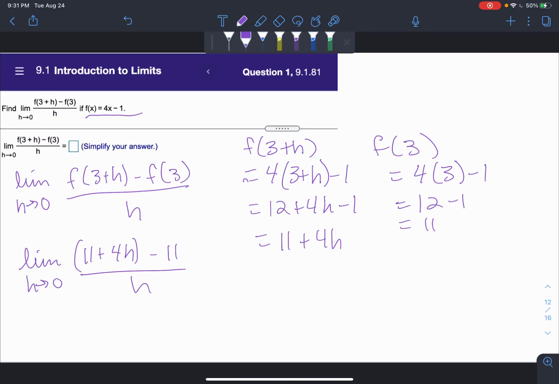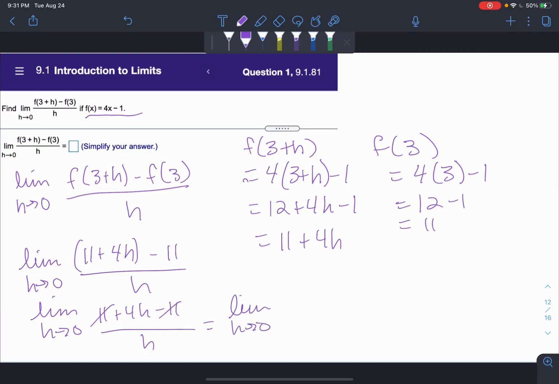And so we can just do some math and simplify. 11 plus 4h minus 11, so those 11's cancel by subtraction. Then let me rewrite it, 4h over h. And so now we can cancel these h's, and so we are left with 4.